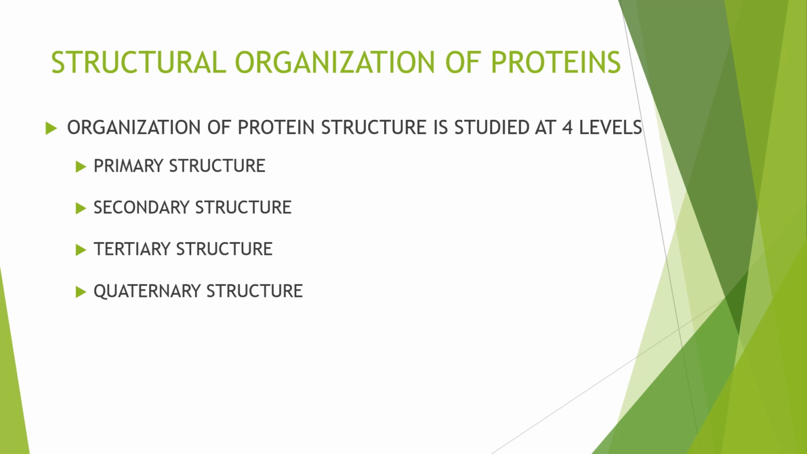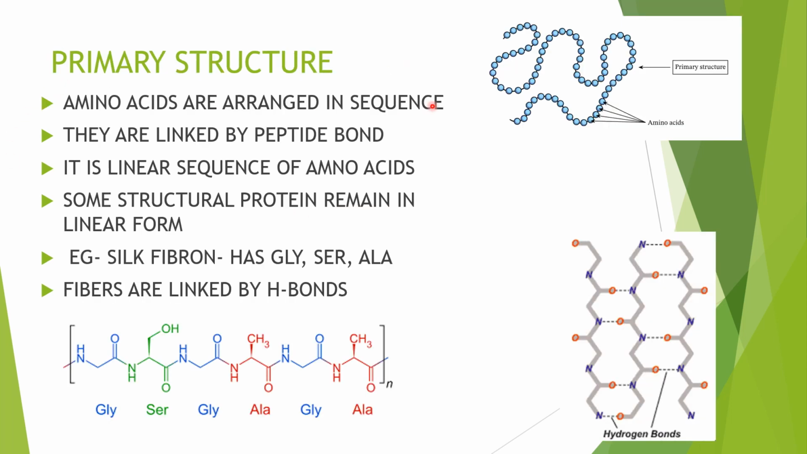Now let us see the structural organization of proteins. The organization of proteins is studied under four levels: the primary structure, secondary structure, tertiary structure and quaternary structure. So what is the primary structure of proteins? Here we try to find out the sequence in which the amino acids are arranged, and we know that amino acids are linked by peptide bonds in a linear sequence. They will be linearly arranged.